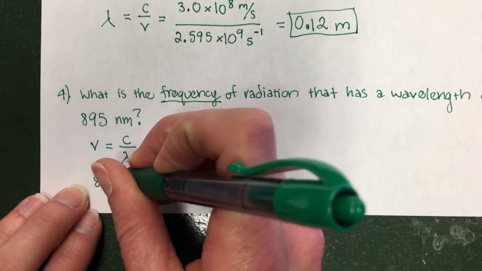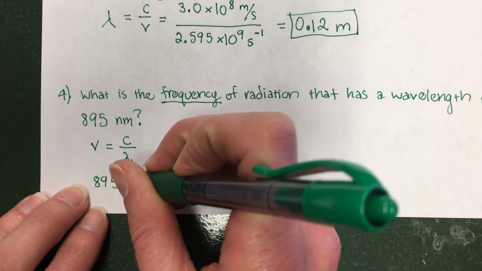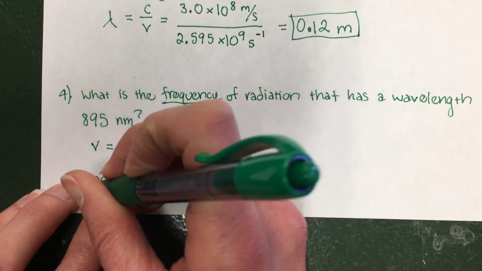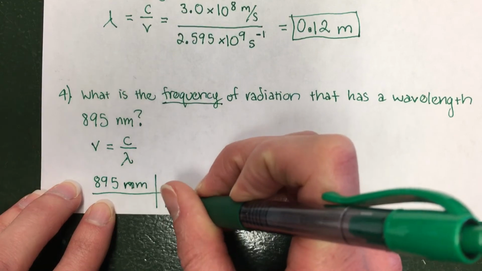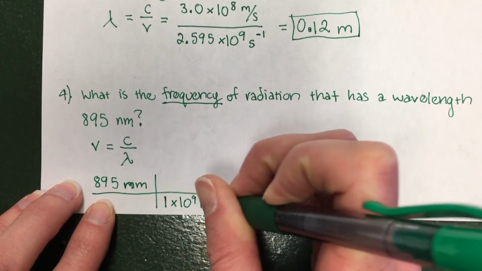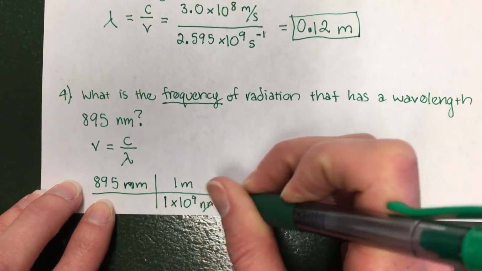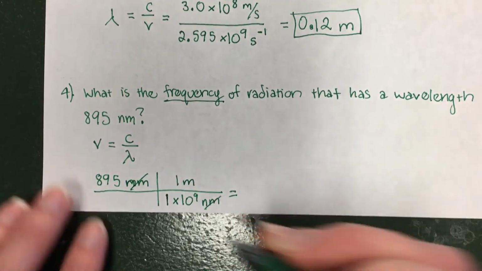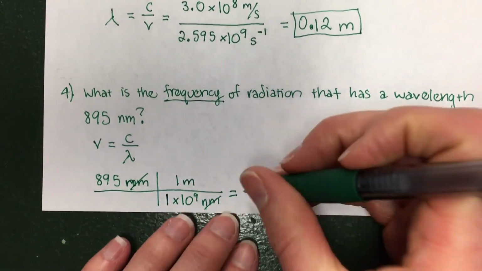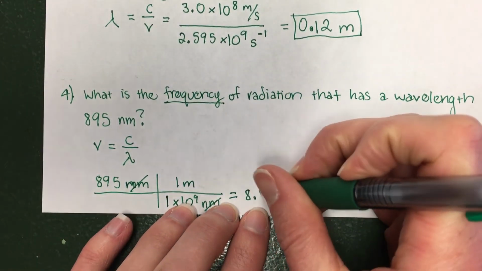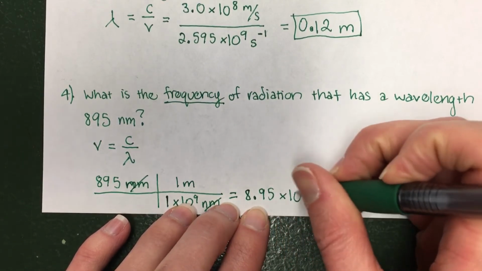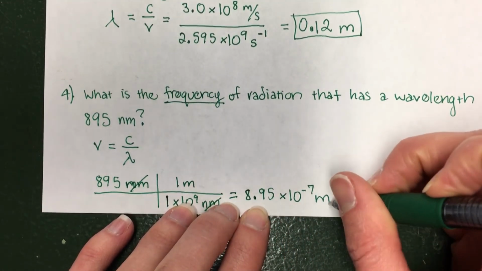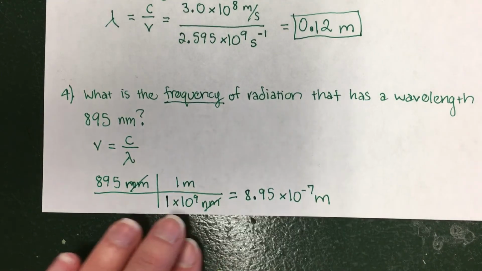So I'm going to do 895 nanometers. And I know there's 1 times 10 to the 9th nanometers in 1 meter. Nanometers cross out. And I assume you guys can calculate this. You end up with 8.95 times 10 to the -7th meters. Then I can go plug that in for my wavelength.